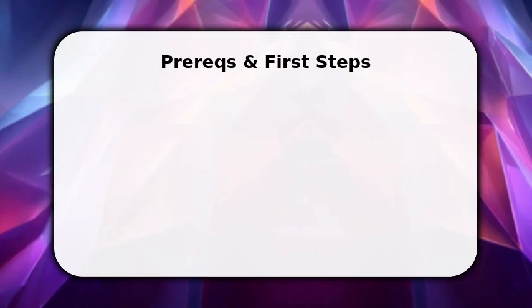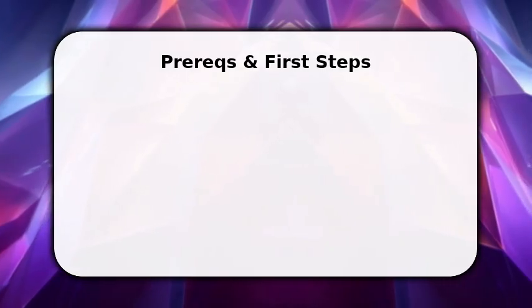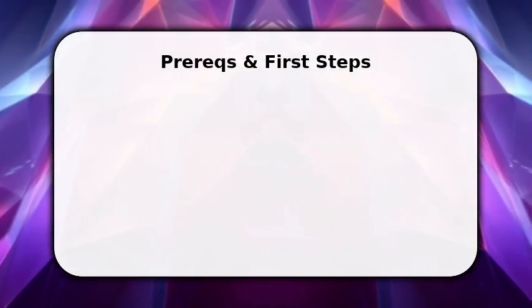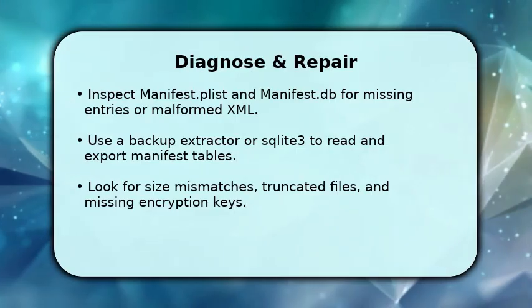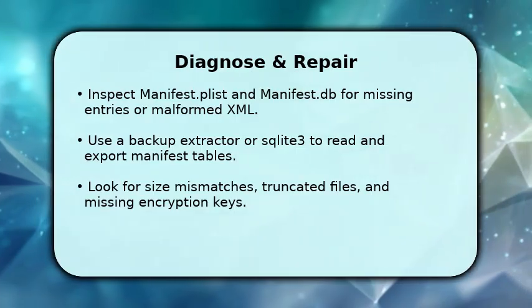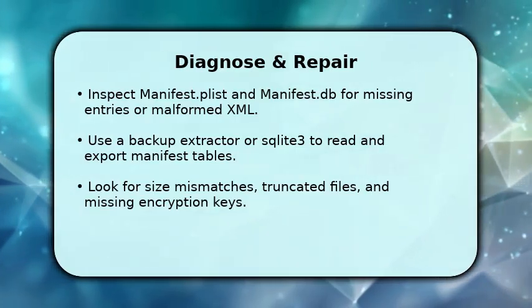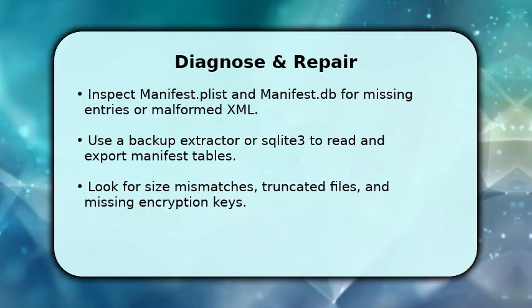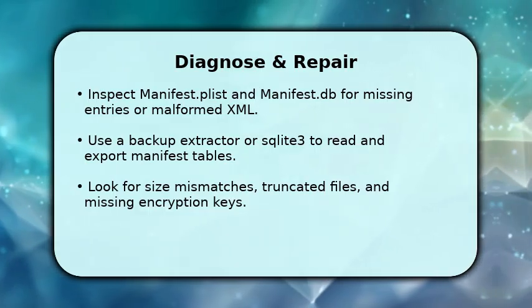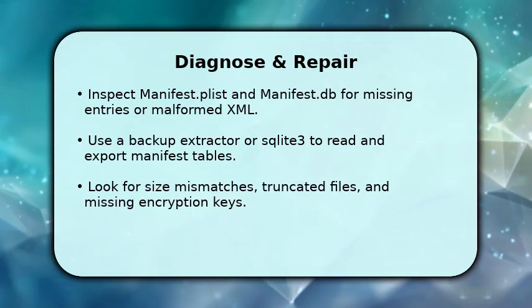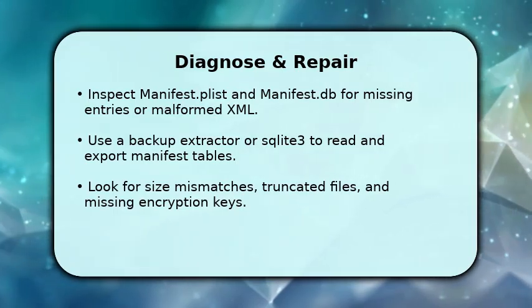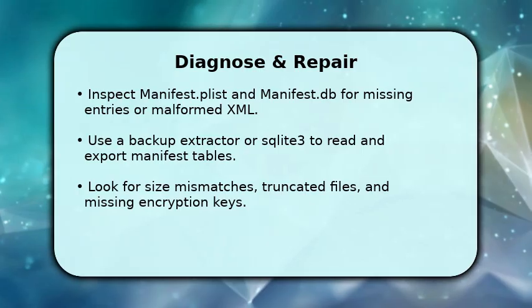Next, diagnose the damage. Parse Manifest.plist to validate XML and open Manifest.db with SQLite 3 or a backup extractor to list file records. If files are listed but 0 bytes or sizes don't match, flag those as corrupt. Export the manifest tables to CSV so you can compare expected files versus disk contents.